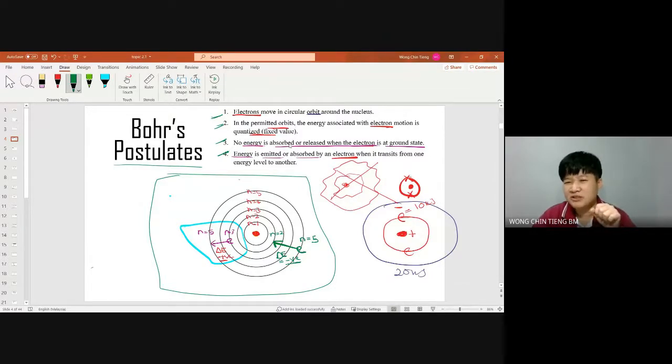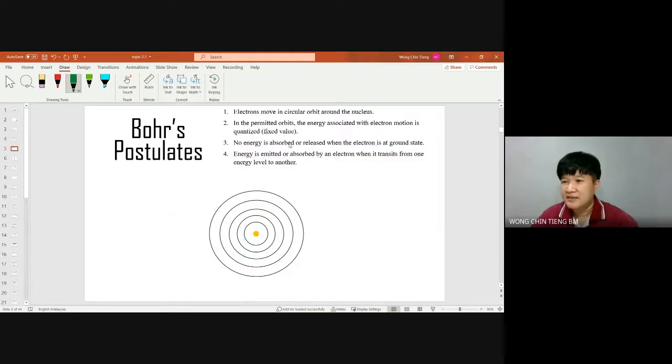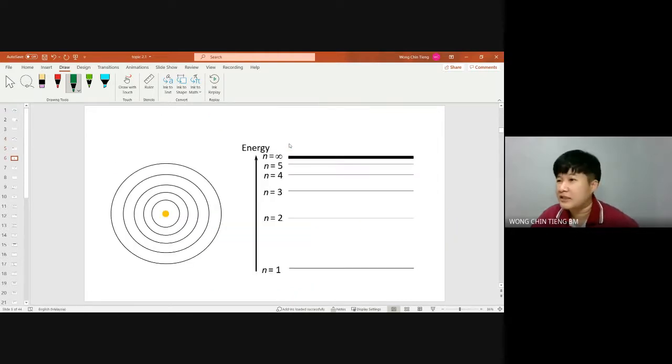Untuk saya tak payah hafal pun. Kalau kamu boleh lukis structure tu, kamu tahulah. That's why I explain. Okay? Tak payah hafal sangat pun. If you know the story, then you should be able to write it out. Okay? Kalau saya nak kamu hafal, saya tak explain dah tadi.